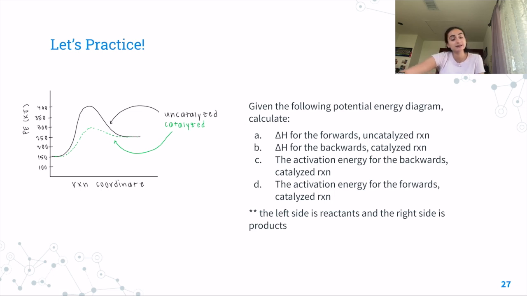And we know that delta H is the delta H of the products minus the delta H of the reactants. So we look at where the products are. I would say that's 250 kilojoules because the products are on the right, as I put in that note. And then the reactants are on the left at 150 kilojoules. So I would say that the delta H for the forwards uncatalyzed reaction is 100 kilojoules.